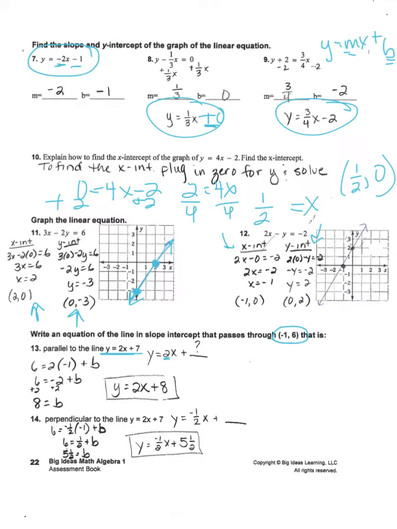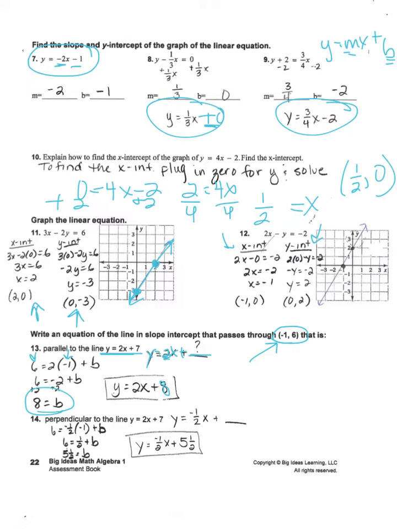Now you're going to use this point of negative 1, 6 to create your new equation. We know the new equation has to be y equals 2x plus some value. I have to find that value by plugging in negative 1 for x and 6 for y and solving for my intercept, my b. So once I solve, I can finalize and say, all right, y equals 2x plus, and then whatever my intercept is, and in this instance, it's 8.